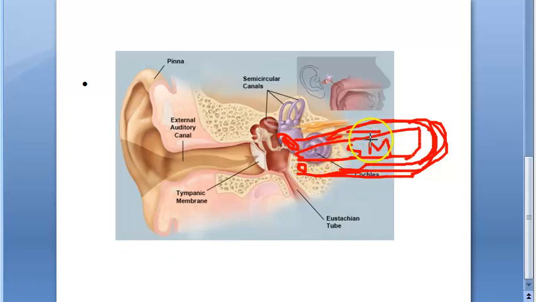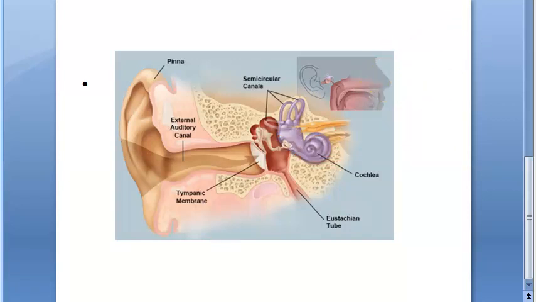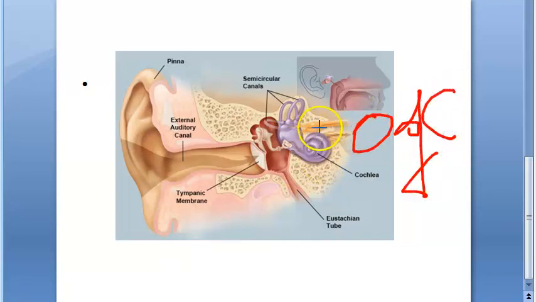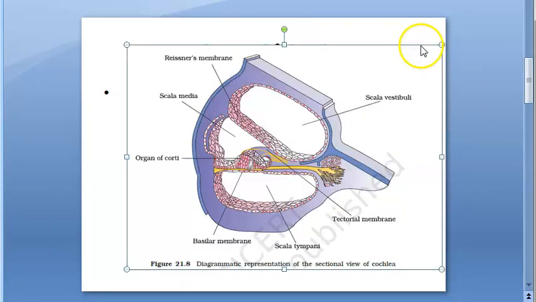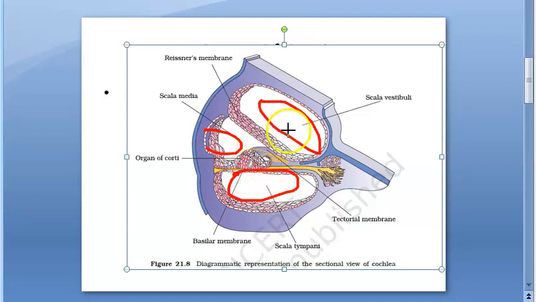So the scala media has what? The organ of Corti, which is responsible for the hearing, guys. So when you look at the cochlea, what will you see? You will have the scala vestibuli, scala media and the scala tympani. In the scala vestibuli, you have the perilymph. In the scala tympani also you have the perilymph. In the scala media, you have the endolymph. Other than that, you have the organ of Corti marked here.